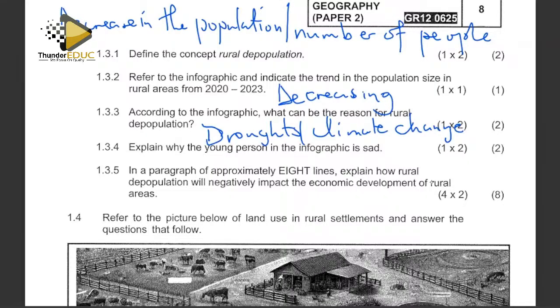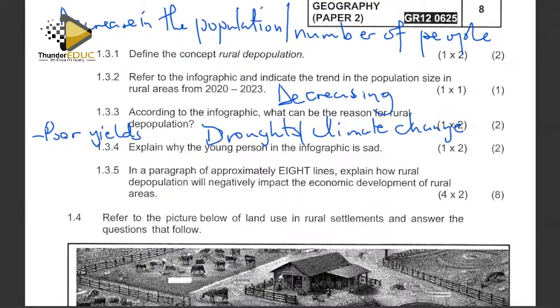Is a possible factor. Or we can say poor yields. Those could be the factors that could be promoting rural depopulation. Because of droughts, persistent droughts, or because of climate change, or because of poor yields. Those are factors that can be contributing towards rural depopulation.